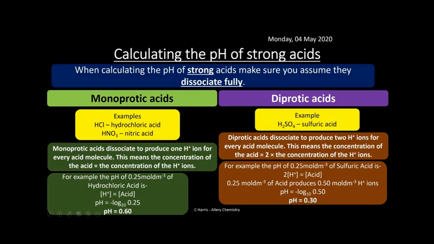So for example, if we want to work out the pH of 0.25 moles per dm cubed of sulfuric acid, then we have 2 H plus ions for 1 acid molecule. So 0.25 moles per dm cubed of acid produces double the amount of H plus ions. So it's 0.5. Remember, you've got to do that first. Then all we do is plug that into our normal formula and we get a pH. And again, the pH is 0.3. That's to be expected because sulfuric acid is a strong acid.